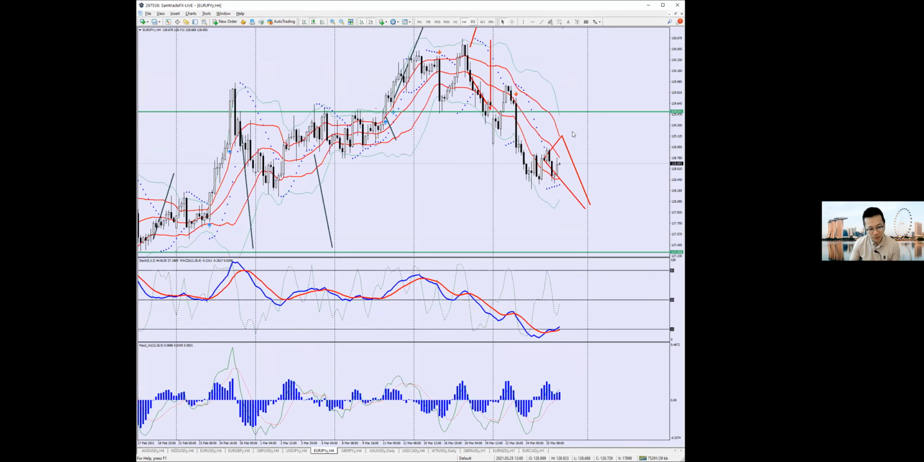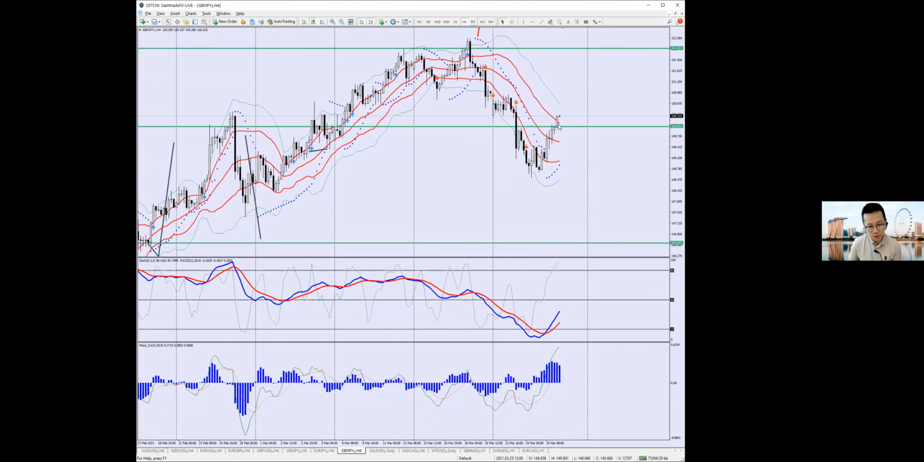Euro yen retraced back up, hasn't retraced as much as we expected, but I think that we might see a further retrace before that downside comes around. Let's look forward to that. And pound yen has retraced back above that 150 level.